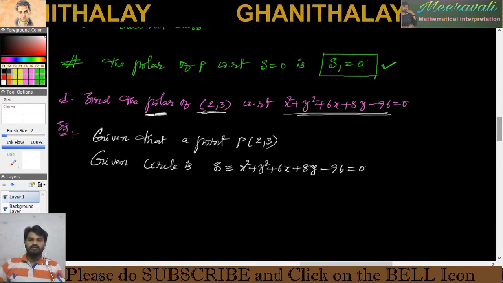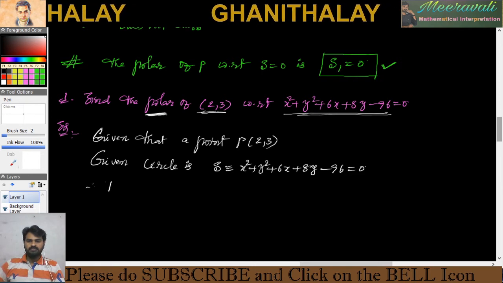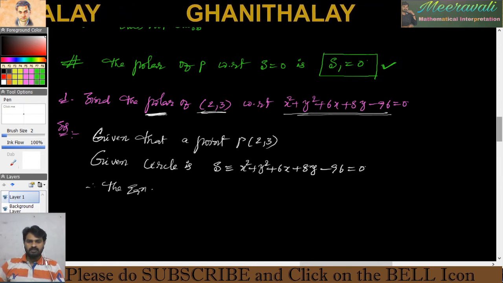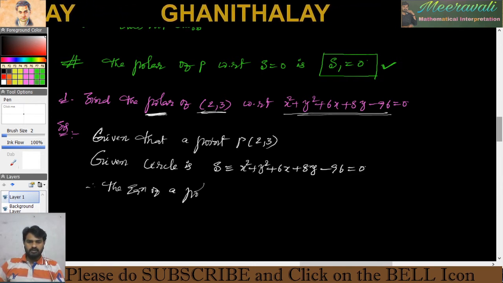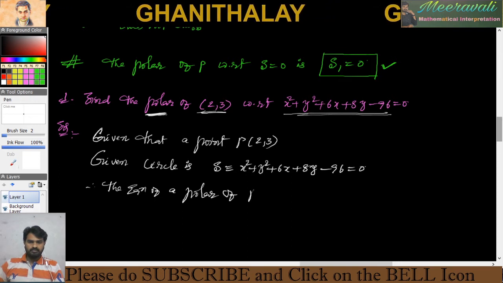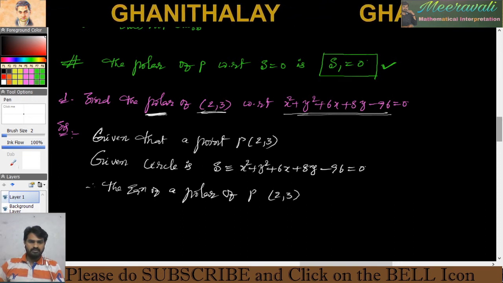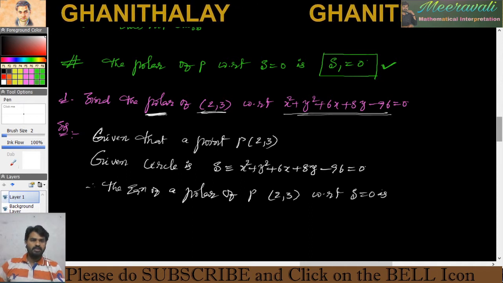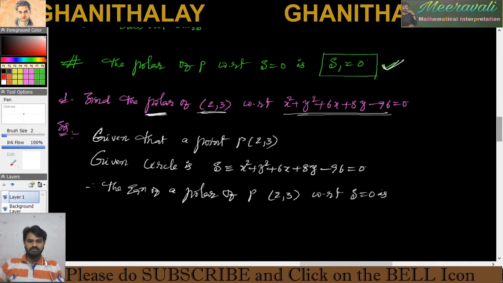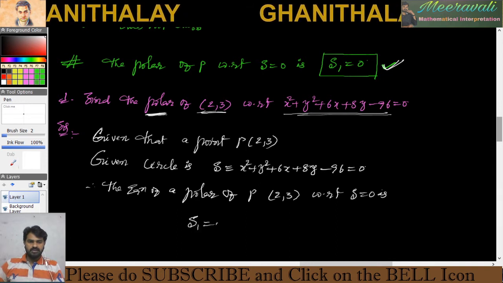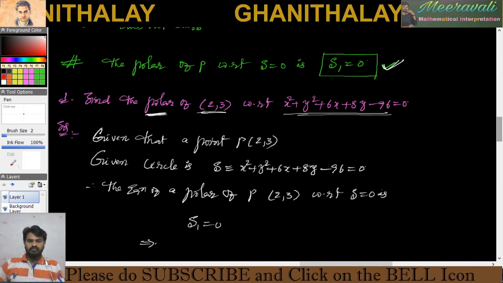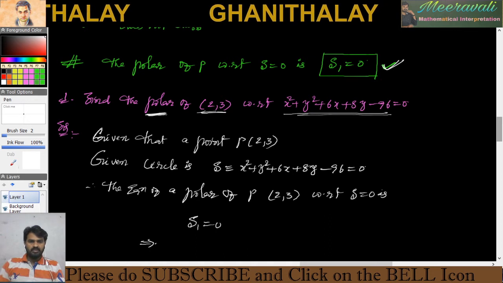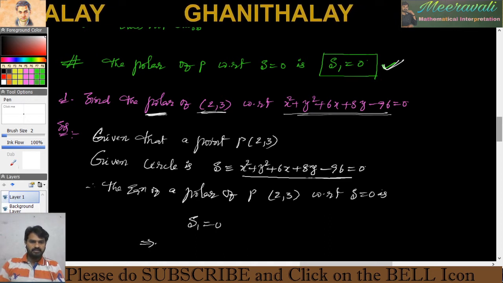Now we are going to find the polar. Therefore the equation of the polar of P(2, 3) with respect to S equal to 0 is given by the formula S1 equal to 0. While you are going to write the S1 formula, you have to use S equal to 0.